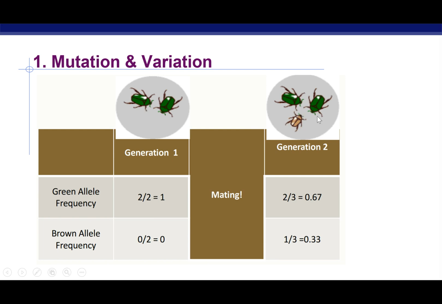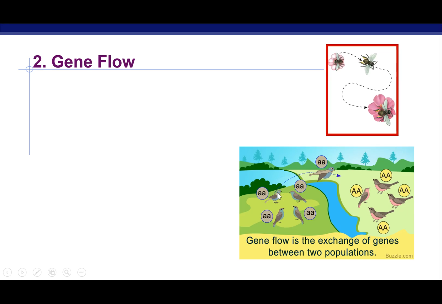So now you've introduced a new color into the population. This could very well be from a mutation that occurred, a mutation that now gives a brown phenotype, or now you have a brown allele in the population. So from generation 1 to generation 2, the genetic makeup of the population has changed, and you can see that from these allele frequencies. So mutation changes the genetic makeup of the population, which is our definition of evolution.